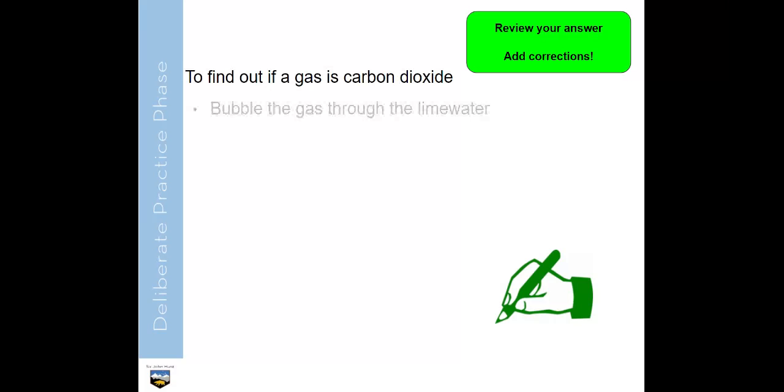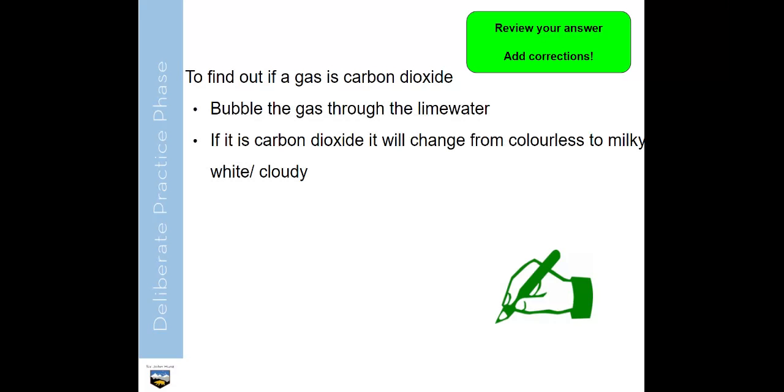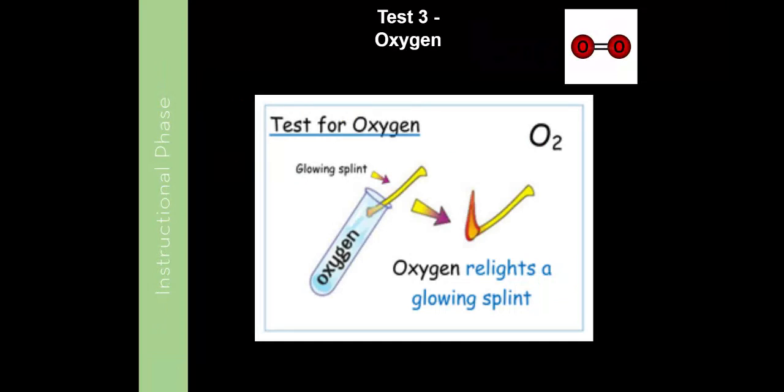Okay, so answers. Find out if a gas is carbon dioxide, bubble it through lime water. It should turn colourless to cloudy or milky white. Now test 3, testing for oxygen gas. Oxygen gas with the chemical formula O2.